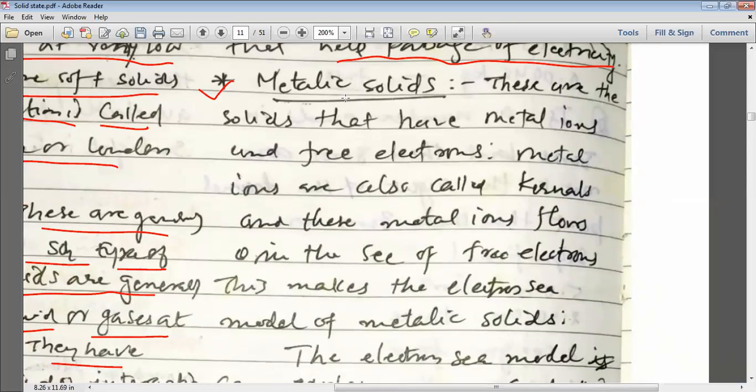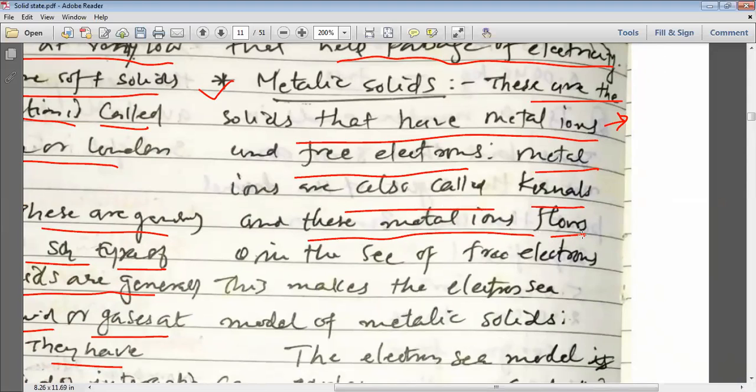Then, my dear students, we have metallic solids to study about. These are the solids that have metal ions and free electrons. These metal ions are sometimes also called metal kernels. Metal ions are also called kernels, and these metal ions float in the sea of free electrons.